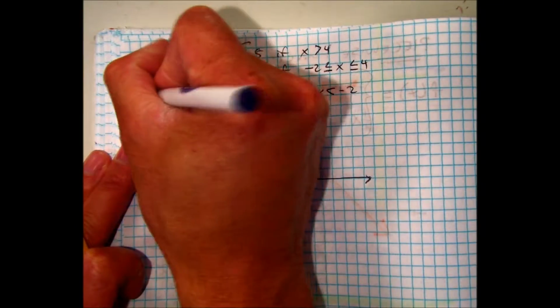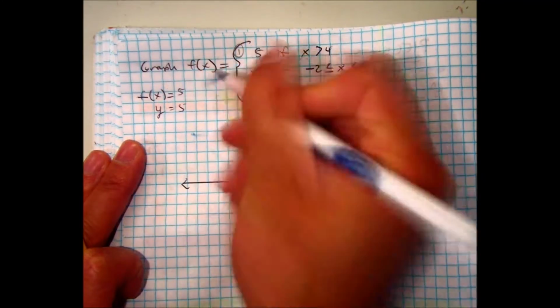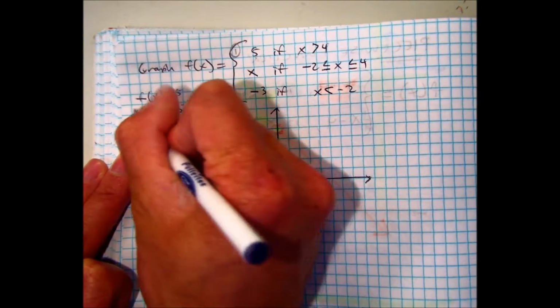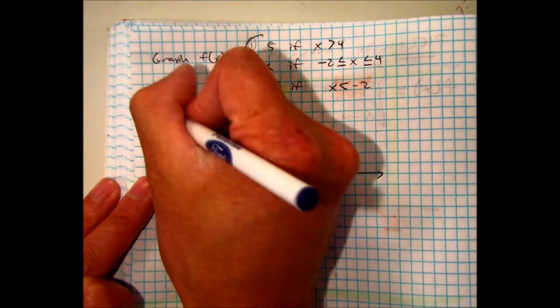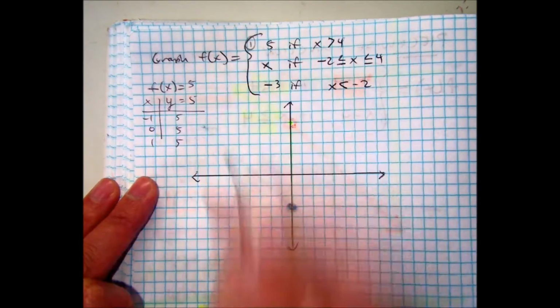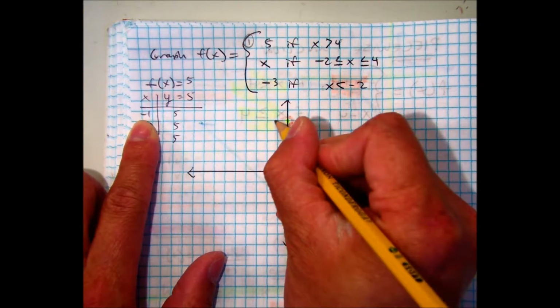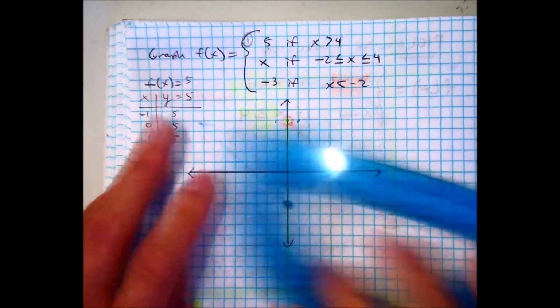Remember, you can make that a table of values. Remember, f of x is the same thing as saying y equals 5. That means all your y values are 5. And you just make up your x values. -1, 0, 1. So left one up 5, 0, 5, right one 5, and your graph looks like this.